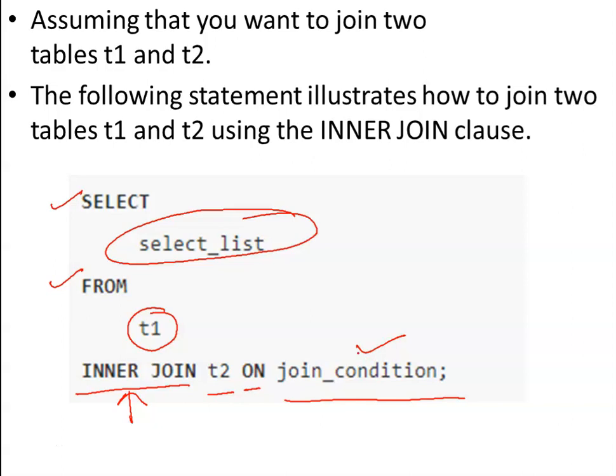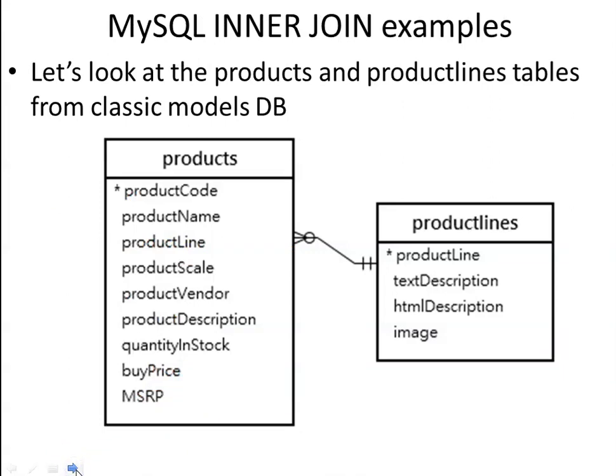In case no row between tables causes the join condition to evaluate to true, the inner join returns an empty result set. This logic is also applied when you join more than two tables. We'll look at an example.